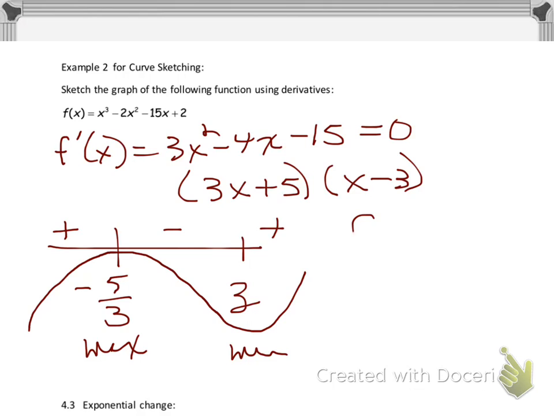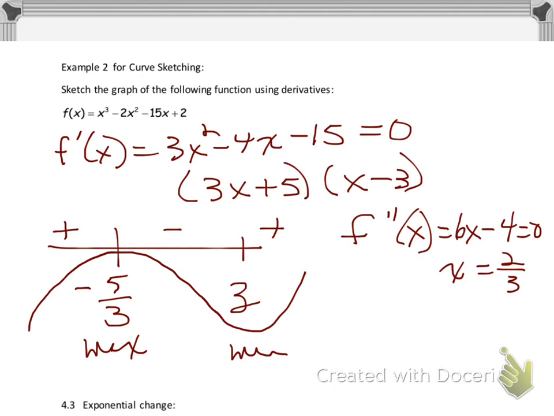Now go ahead and you can do your second derivative. So my second derivative, I'm expecting a line, and it's going to be 6x minus 4. So set that equal to 0, and I'm getting x equals, what, 2/3. 2/3 is the x value of my inflection point. And look, it's right in here. So if my function is concave down around -5/3 and concave up around 3, then clearly it must change somewhere, and this is where it changes.